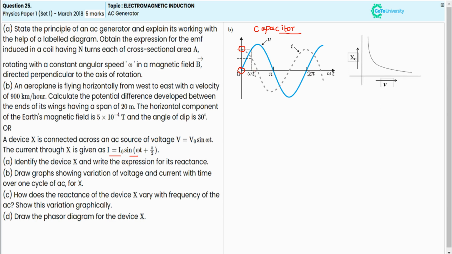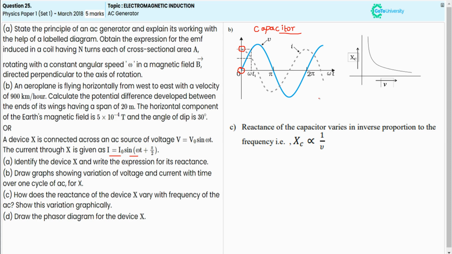Second part is to draw the graph showing variations of voltage and current with time, that is, this is the capacitor with the voltage graph. That means when the frequency increases, the reactance of the capacitor decreases, because we know that the reactance of the capacitor varies inversely proportional to the frequency. That is, the capacitive reactance XC is inversely proportional to the frequency. If it increases, XC decreases, or vice versa.